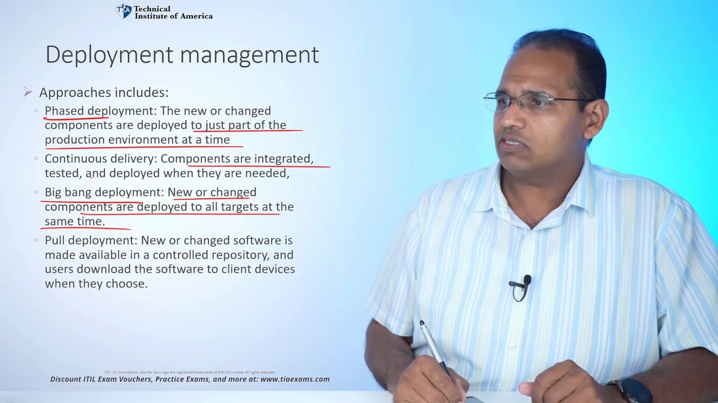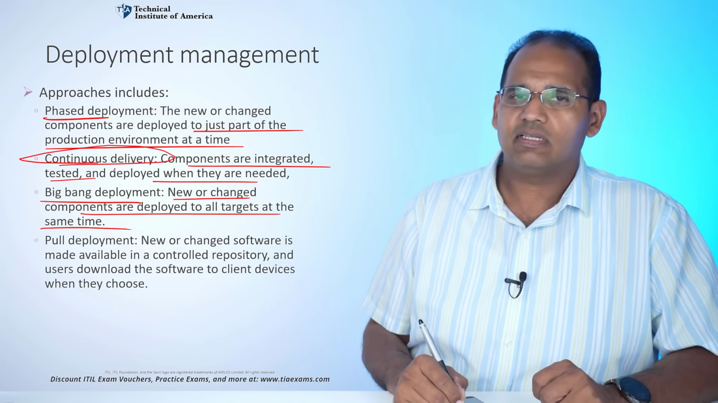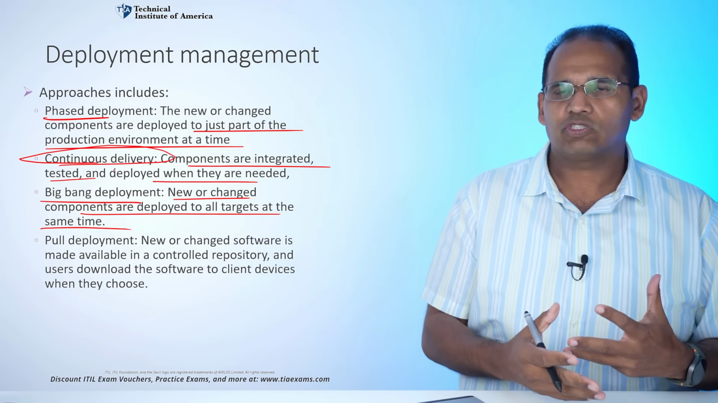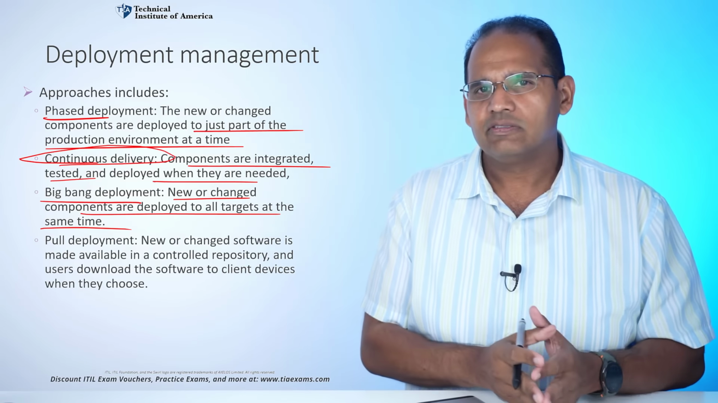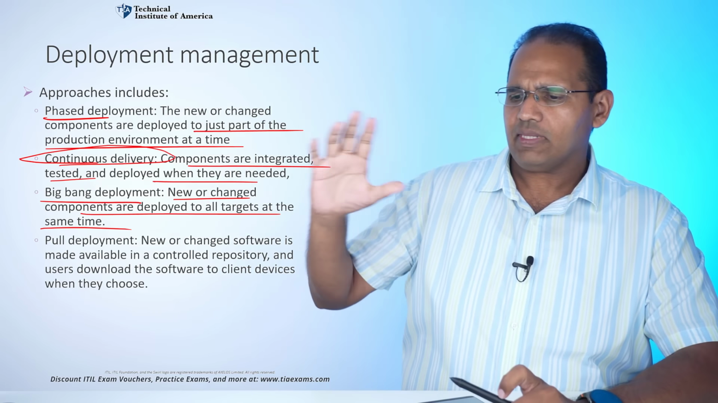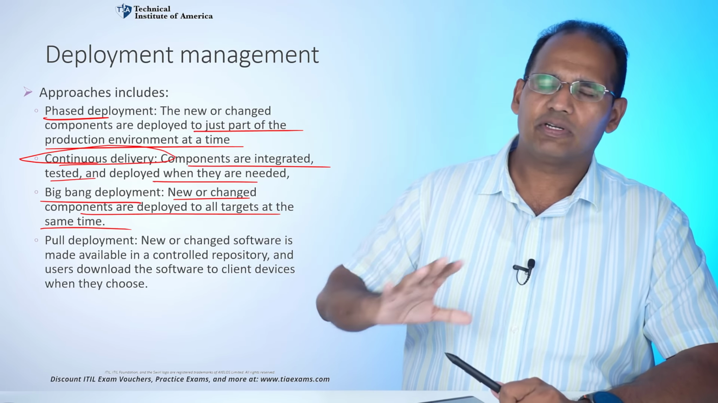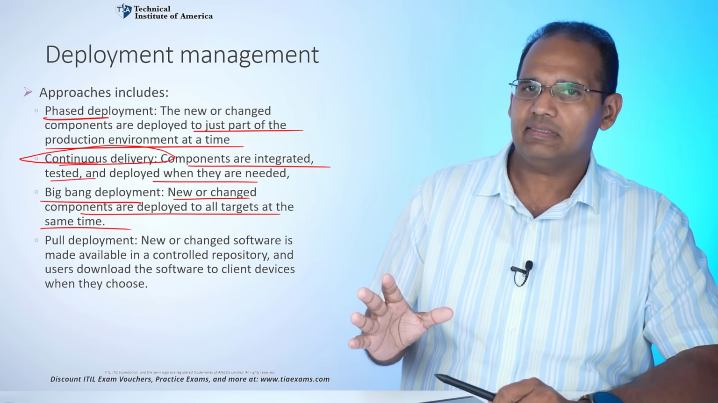Continuous: components are integrated, tested, and deployed when they are needed. Continuous delivery is continuous changing of software. We use this in DevOps. So in DevOps, DevOps is pushing out software on a continuous basis to meet business needs.